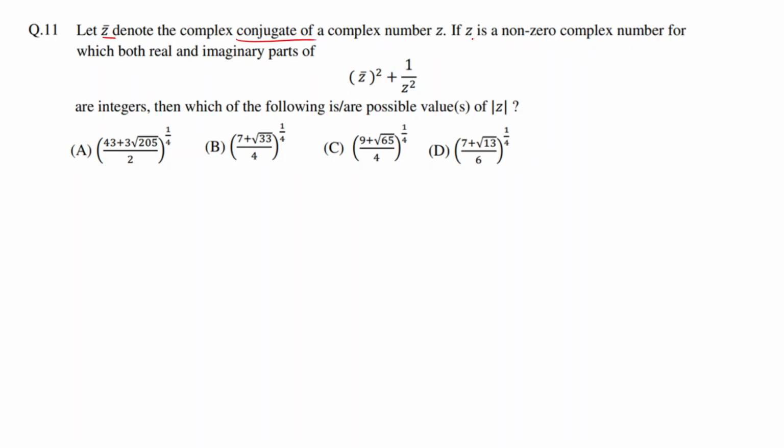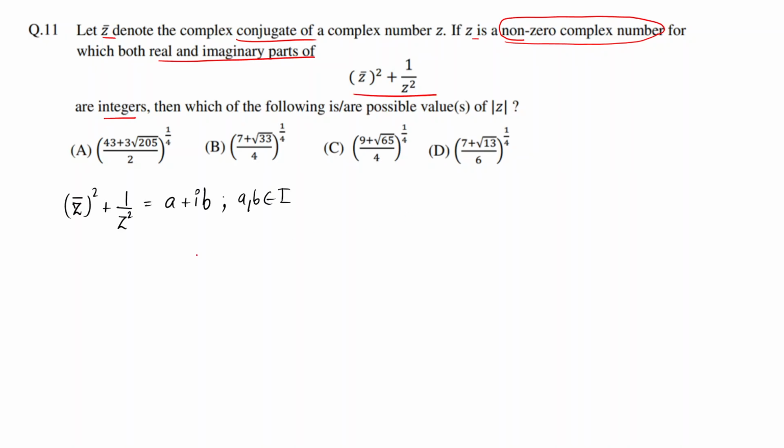Z is a non-zero complex number, so this time you can't take z equal to 0. In the previous question it was allowed. We want the values for which both real and imaginary parts of this expression are integers. So they are basically saying that this expression is a plus ib, where a and b are integers. What are the possible values of mod of z?